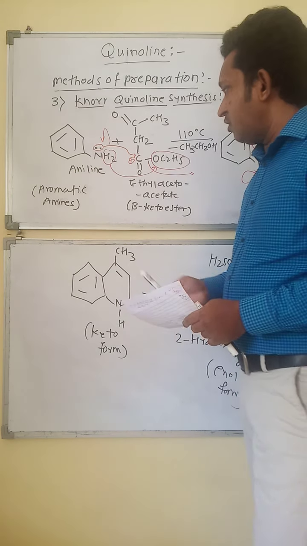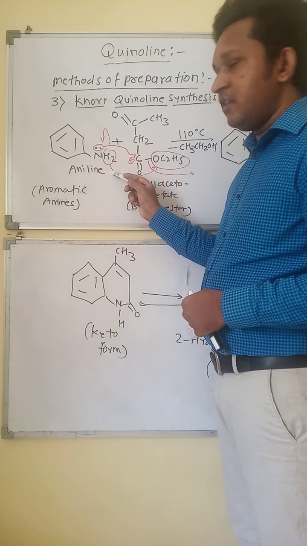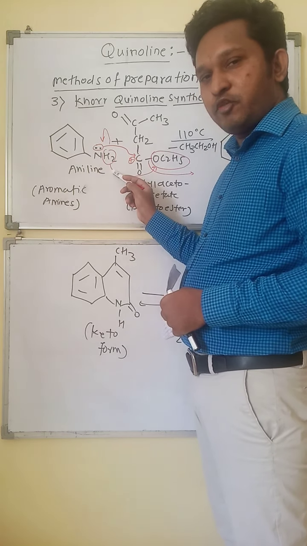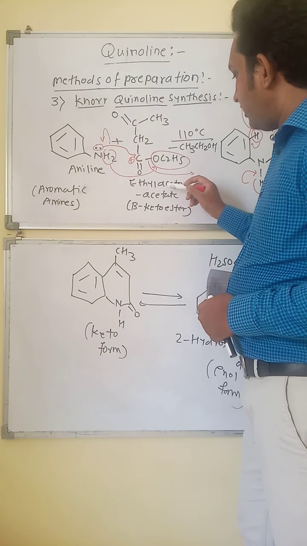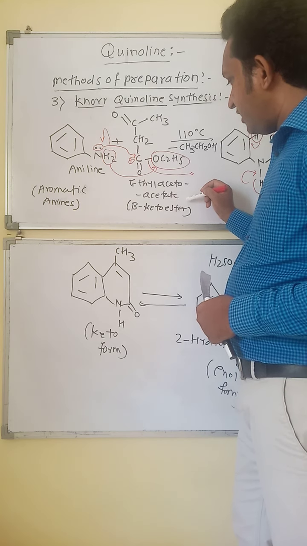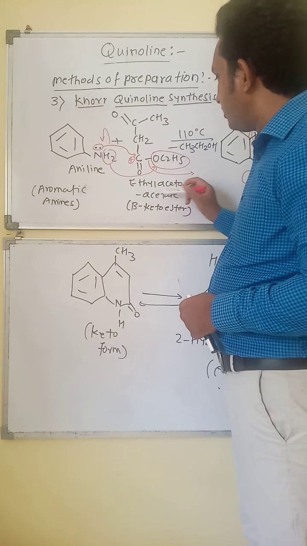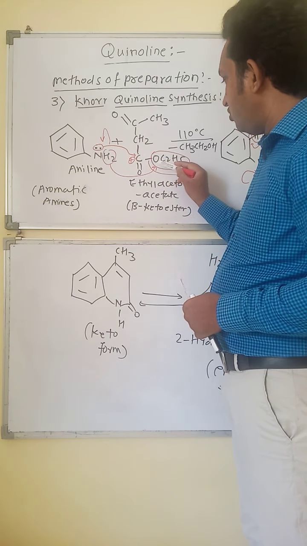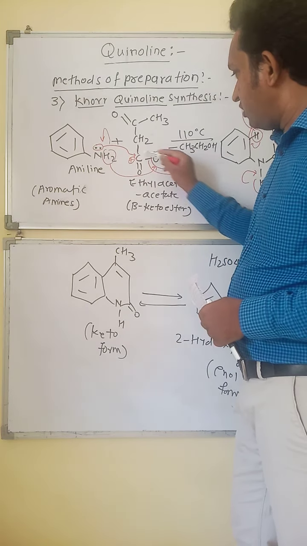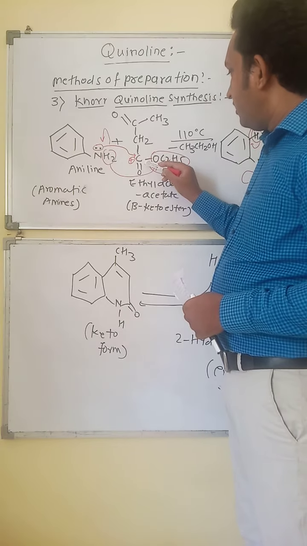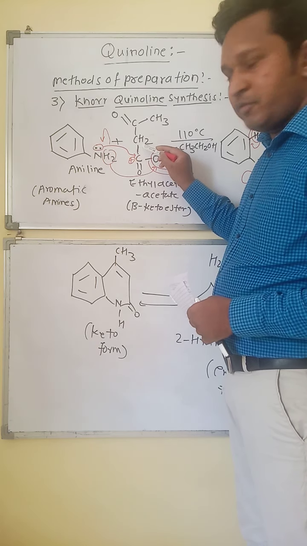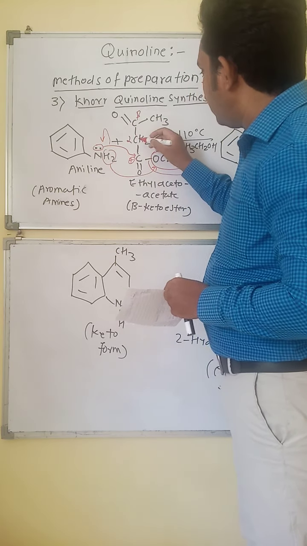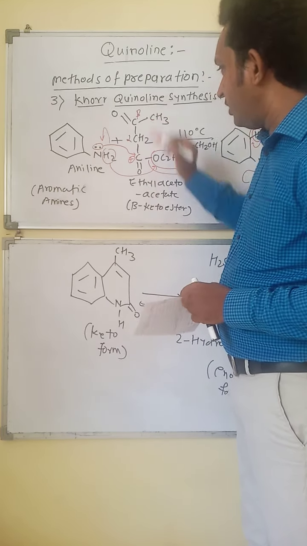First of all, look at the structure of aniline. Aniline contains the amino group on the aromatic ring, and this amino group contains the nitrogen, also with 2 hydrogen atoms. The next structure is ethyl acetoacetate. It is a beta ketoester. Beta ketoester means this carbon-oxygen double bond, and this carbonyl carbon is attached to this ester group. This whole structure is the ester group, and the carbon adjacent to the carbonyl carbon is called the alpha carbon. This alpha carbon is attached to another carbon, which is called the beta carbon.